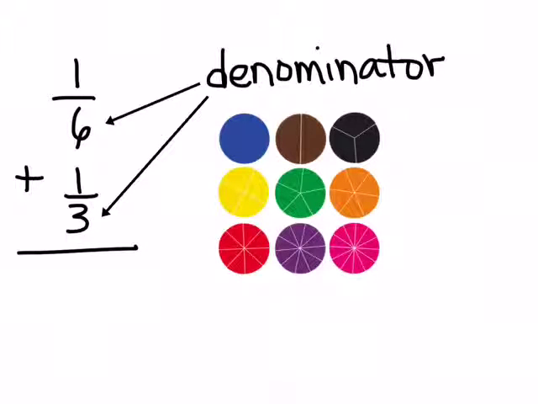If you look at the black circles, you can see that this is a diagram for thirds. The whole is divided into 3 equal parts. You can see the same underneath for sixths. You can see that the whole is divided into 6 equal parts.